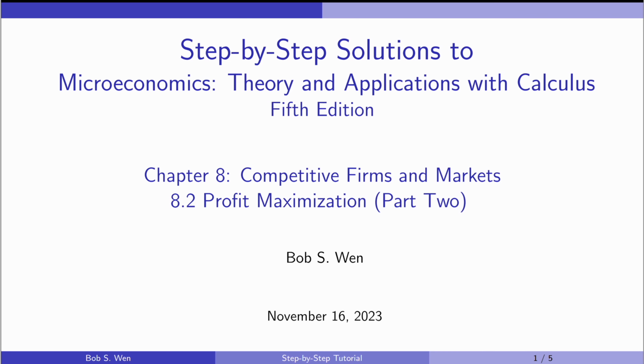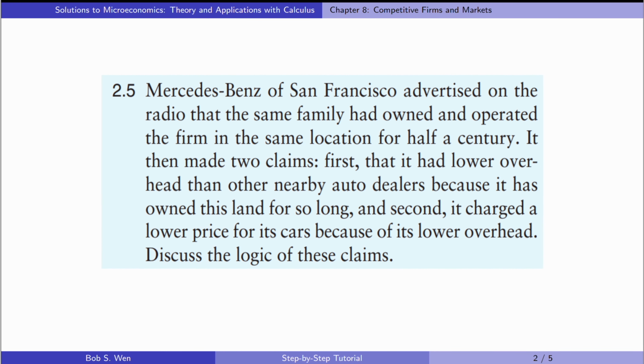Let's find answers to exercise 2.5. The firm advertised on the radio that the same family had owned and operated the firm in the same location for half a century. It then made 2 claims. First, that it had lower overhead than other nearby auto dealers because it has owned this land for so long. And second, it charged a lower price for its cars because of its lower overhead. Discuss the logic of these claims.